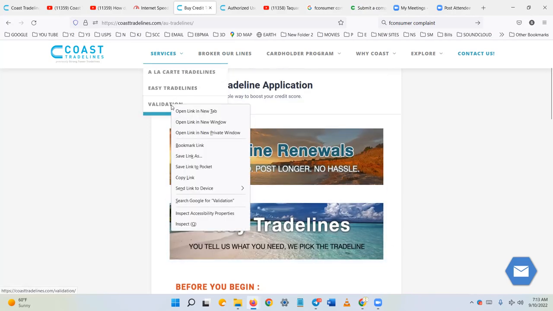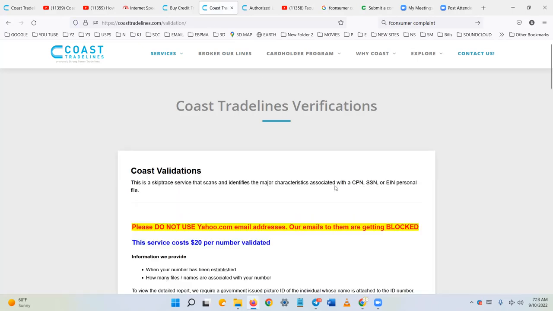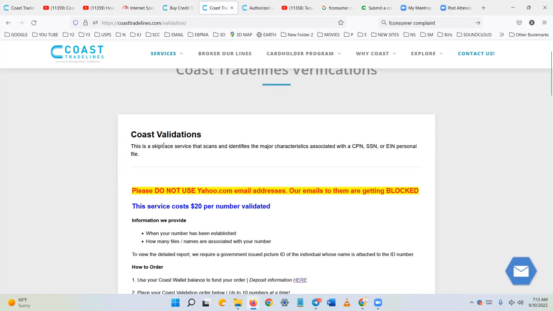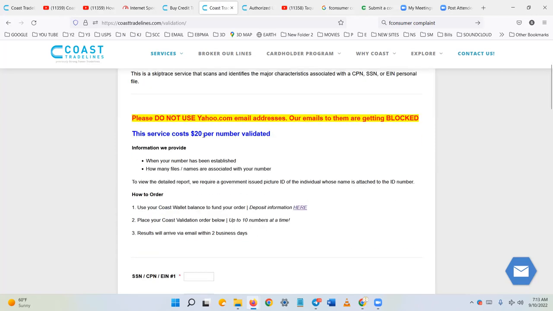Easy trade lines, I don't know, what is validation? See how we can help you post validation. This is a skip trace service that scans and identifies the major characters associated with a CPN, SSN, or EIN personal file. Please do not use Yahoo email addresses. Our emails to them are getting blocked. This service costs $20 per number validated. Per number? Oh, per EIN number. EIN, CPN, SSN.